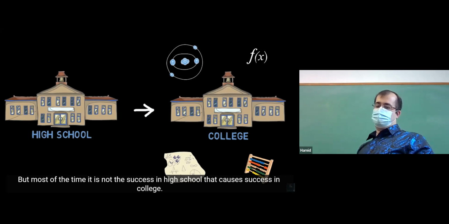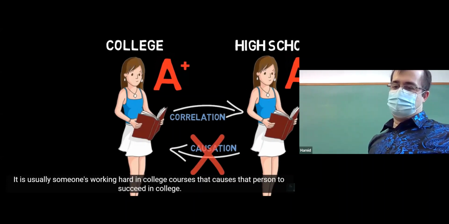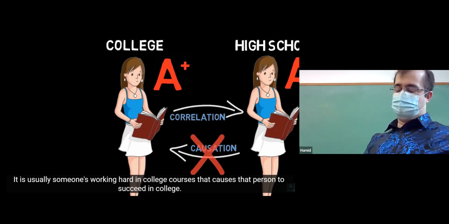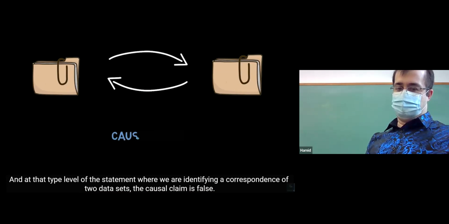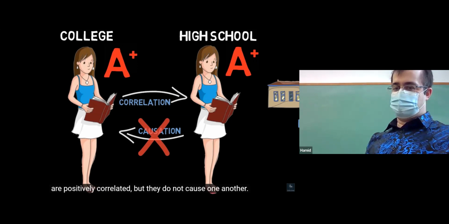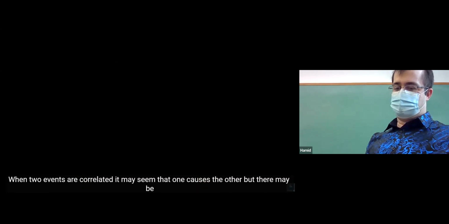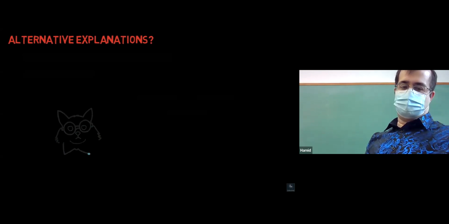But most of the time, it is not the success in high school that causes success in college. It is usually someone's working hard in college courses that causes that person to succeed in college. And at that type level of the statement, where we are identifying a correspondence of two data sets, the causal claim is false. So again, the two events, high school success and college success, are positively correlated, but they do not cause one another. When two events are correlated, it may seem that one causes the other, but there may be alternative explanations we've ignored, like working hard in college courses causes that person's overall success in college.